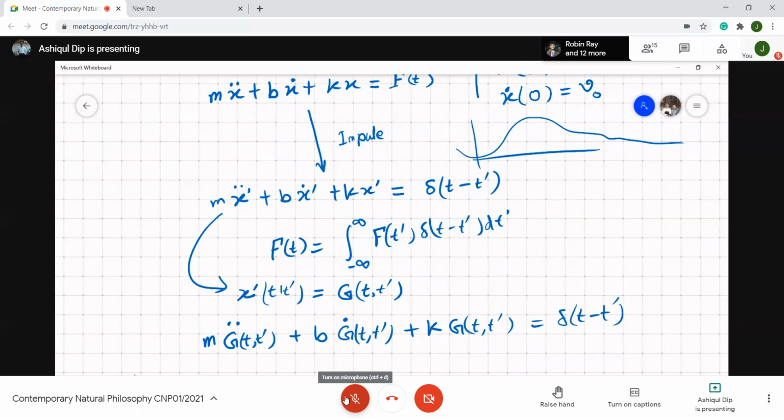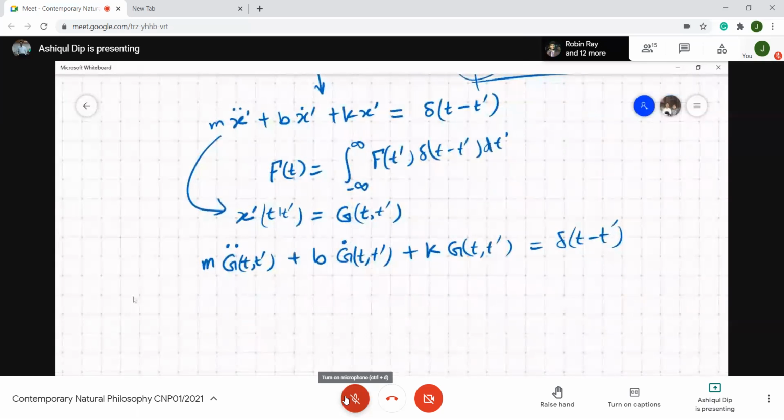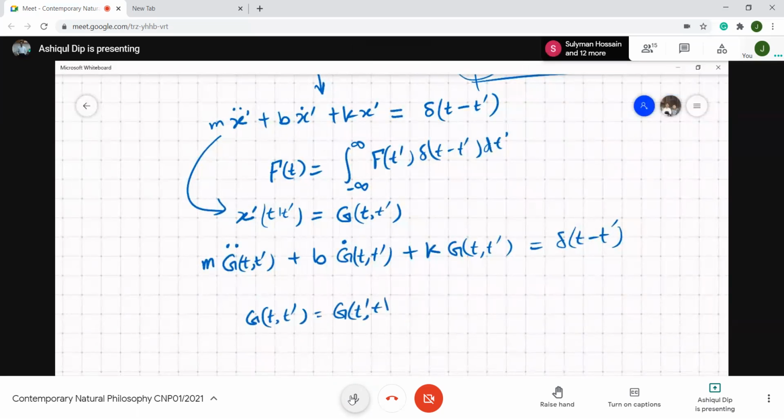So first, analyze one property: g is symmetric. That means g of t, t prime equals g of t prime, t. How? Because the delta function is symmetric, defined as this thing.